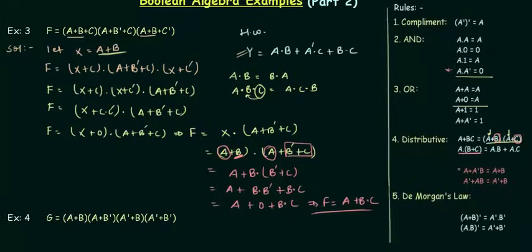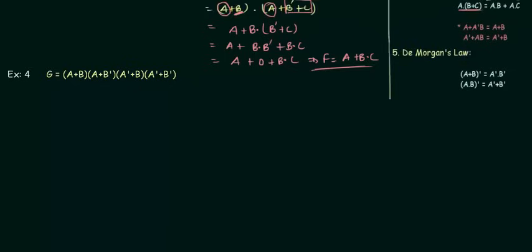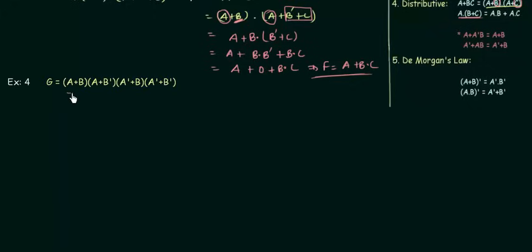Now we will see the fourth example, in which the function is g and it is equal to a or b and a or b complement and a complement or b and a complement or b complement. Again we will use the distributive law, because if I see the first two, in this a is common, and if I see the last two, in this a complement is common. So let's use the distributive law, function g is equal to a or b and b complement, and in the same way I have a complement or b and b complement.